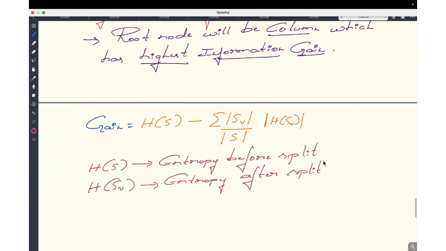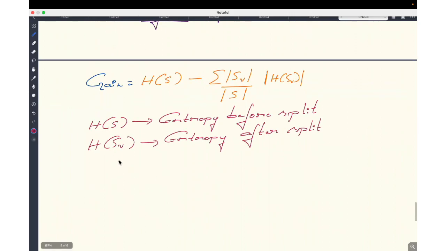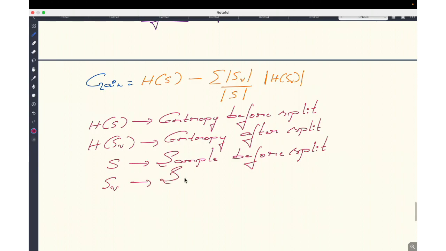And then we have one more concept, which is S. S is the sample before split, and Sv is the sample after split. This is the formula related to information gain. Just go through whatever I did so far, then I'll show how it works.